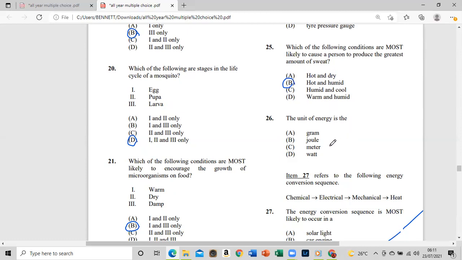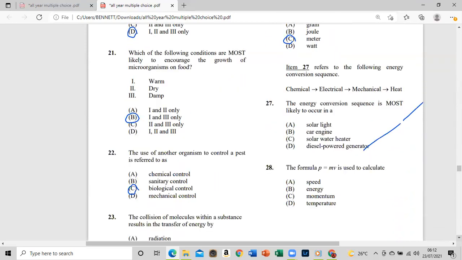The unit of energy is gram, joule, meter, or watt? So that would be C rather.